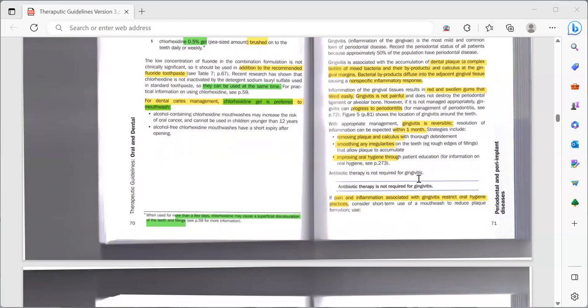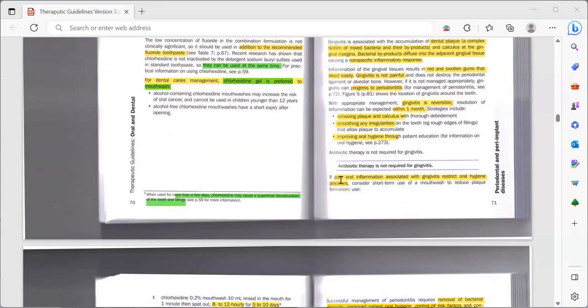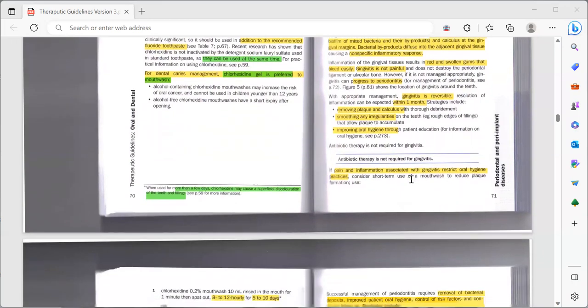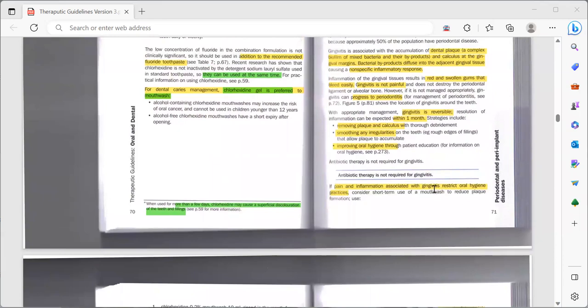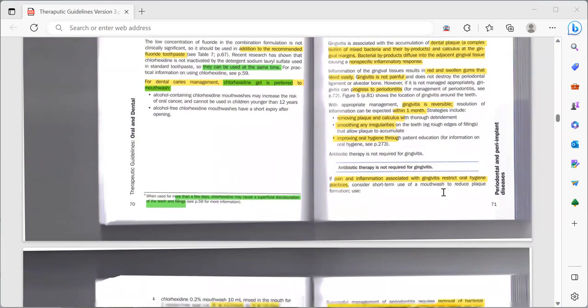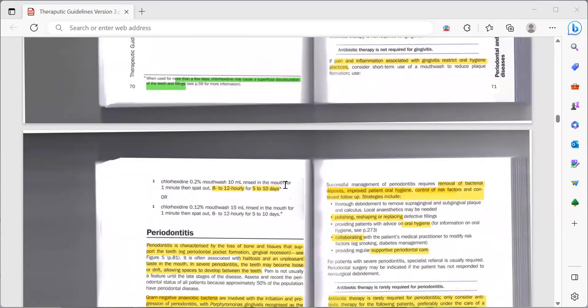Antibiotic therapy is not required for gingivitis, because this is not an infection, this is an inflammation. If pain and inflammation associated with gingivitis restrict oral hygiene practice, consider short-term use of a chlorhexidine mouth rinse. Generally with gingivitis there is no pain. But in any case, if the patient complains that he's having pain from his gum and that's the reason he could not brush his teeth properly, we can prescribe him chlorhexidine mouth rinse, but only for a short duration, which is 5 to 10 days.